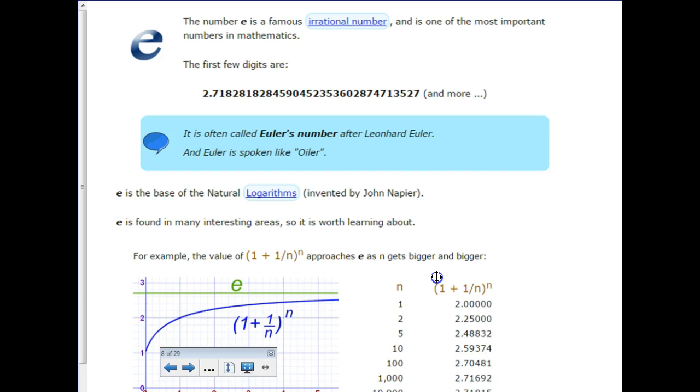Now, the reason why I'm very passionate about natural logarithm is this. Who knows my kids' names?